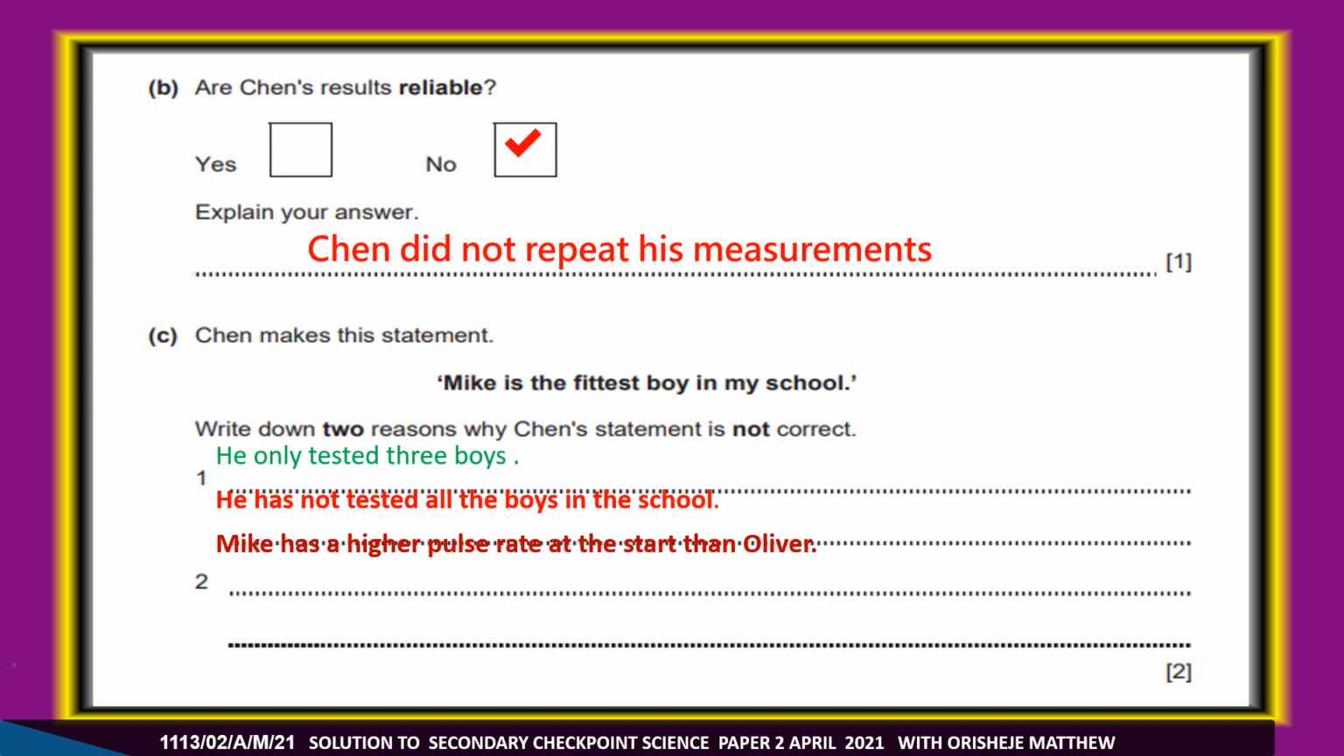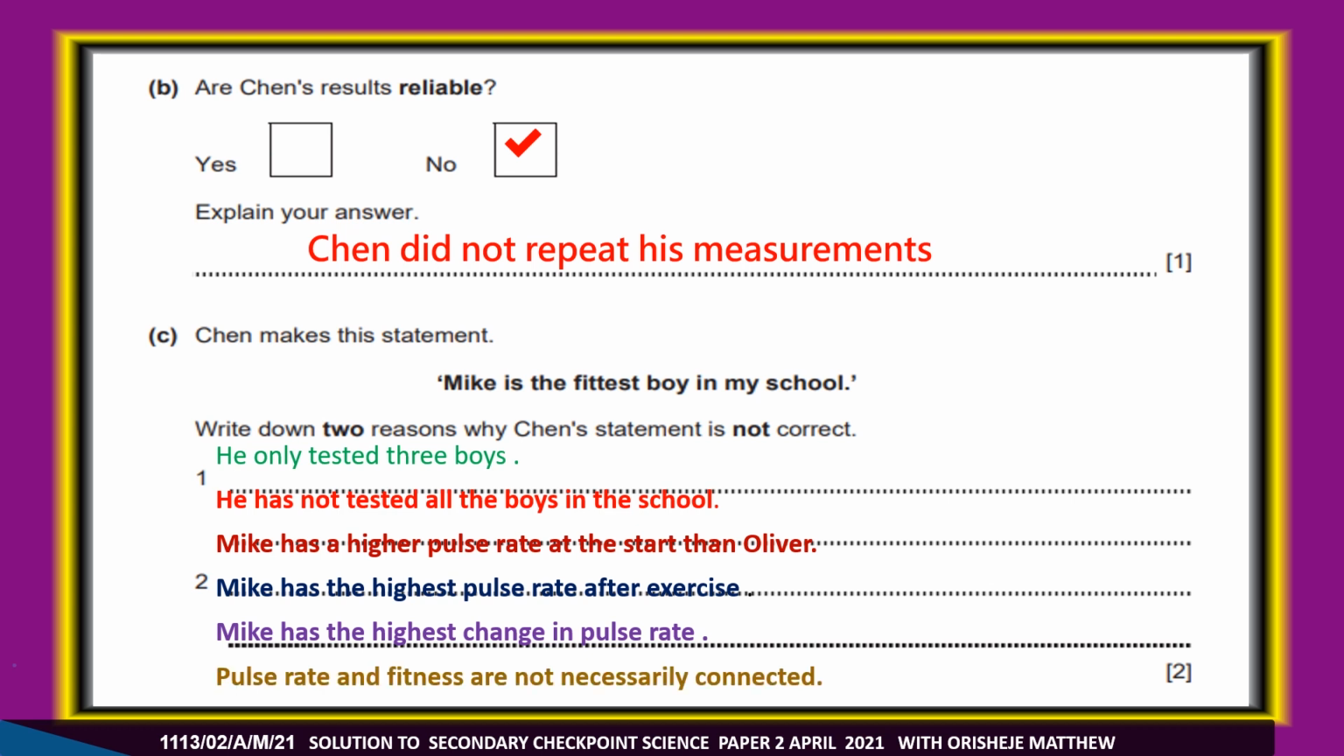Mike has a higher pulse rate at the start than Oliver. Mike has the highest pulse rate after exercise. Mike has the highest change in pulse rate. Pulse rate and fitness are not necessarily connected.